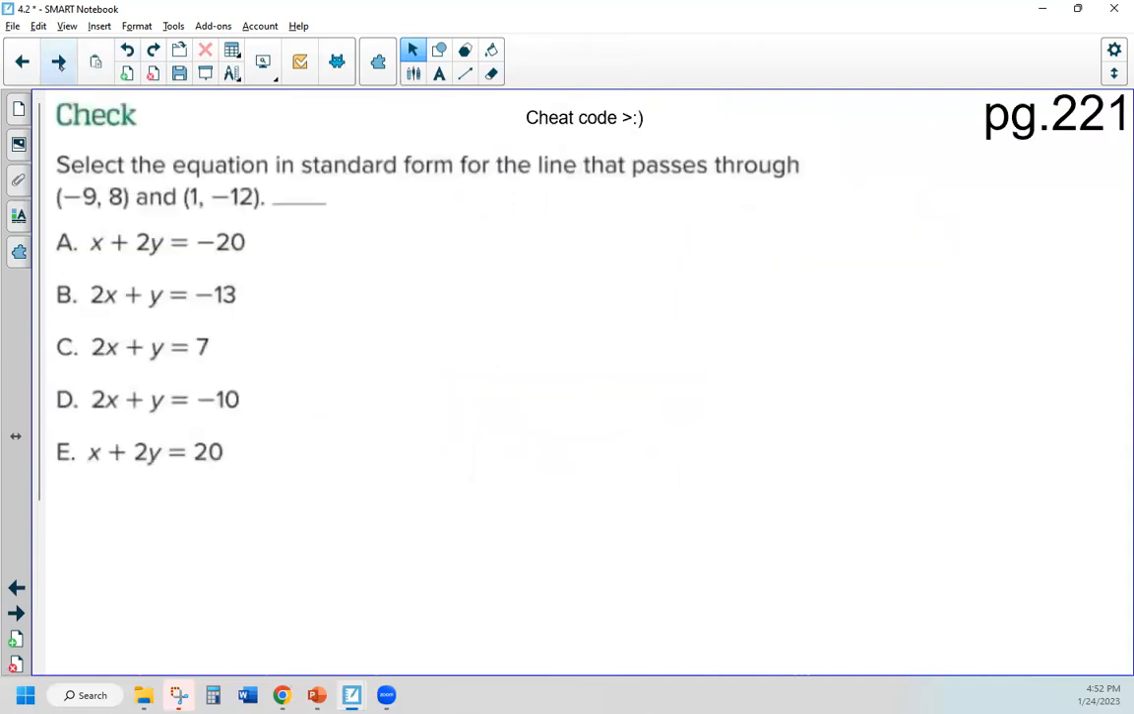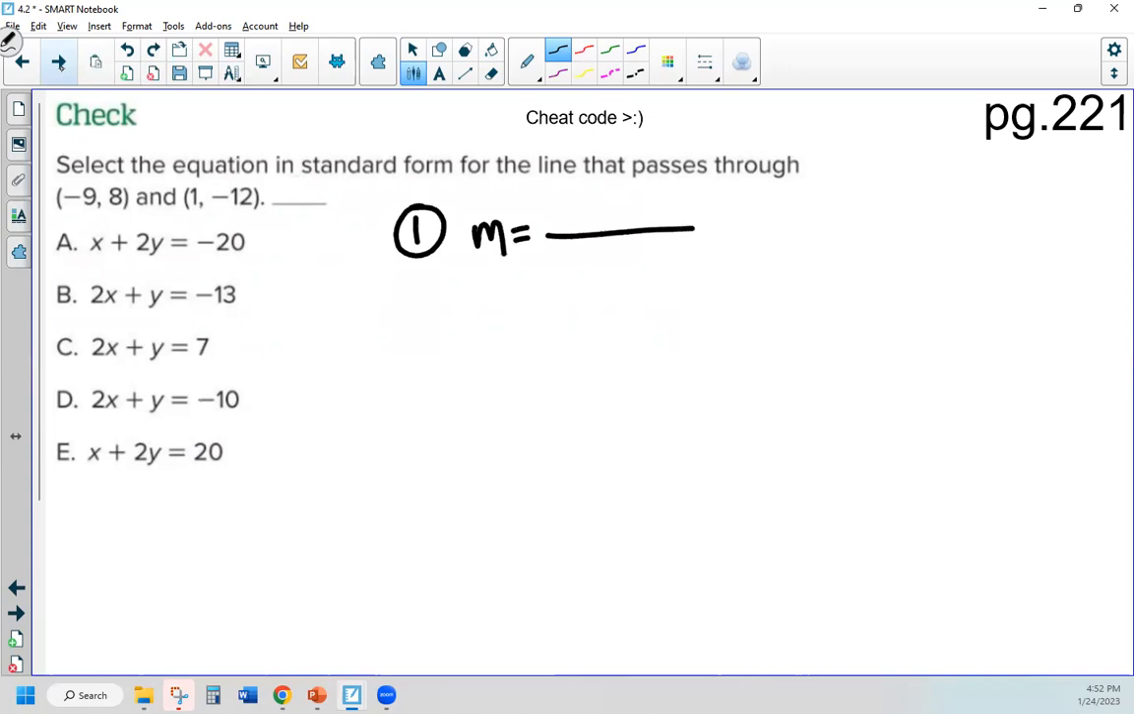All right, check problem on page 221. Pause it right now and try it on your own. Here we go. So select the equation in standard form for the line that passes through these 2 points that are given to us. Now, here are the steps that they gave us. Step number 1, we need to find the slope. Okay, we need to find the slope.